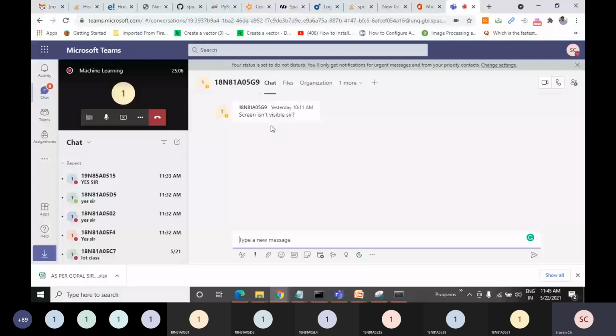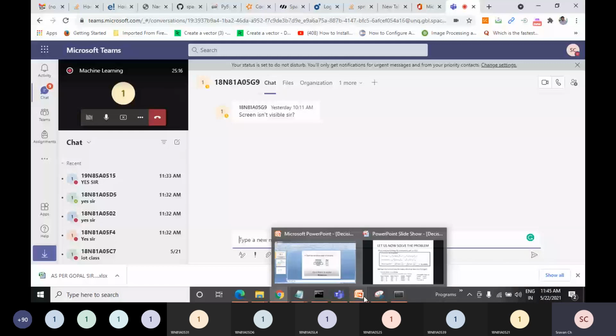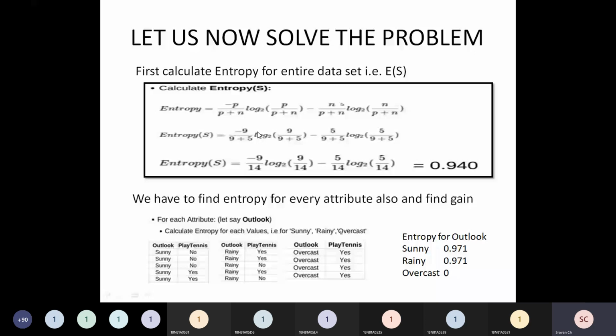Fine, no problem. So friends, while calculating entropy, make sure that you are using log base 2 only. You can use logarithm textbooks, or if you are doing it on a computer, you can straight away use any online calculator, but make sure that the log is set to base 2, then only you will get the proper result. So entropy of S I calculated, I got 0.940. So this part is completed.